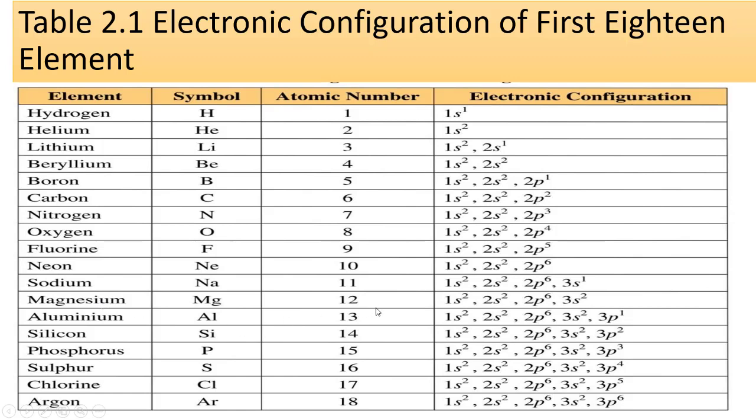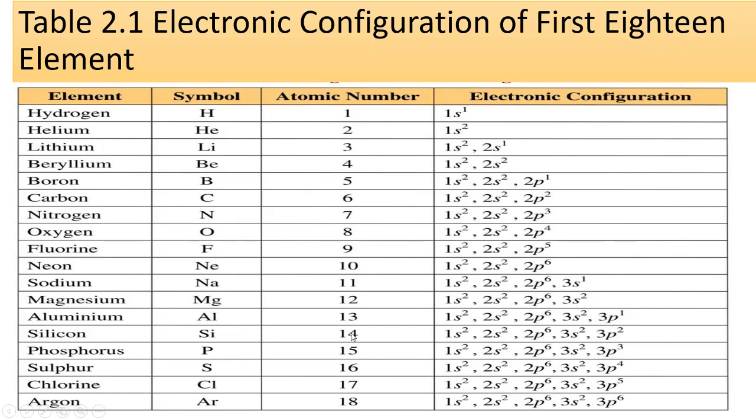Next is magnesium, Mg, atomic number 12. Electronic configuration will be 1s2, 2s2, 2p6, and 3s2. Next one is the aluminium, atomic number 13. Configuration 1s2, 2s2, 2p6, 3s2. As the maximum capacity of s is 2, so the remaining 1 electron will go into the next subshell, that is 3p1.